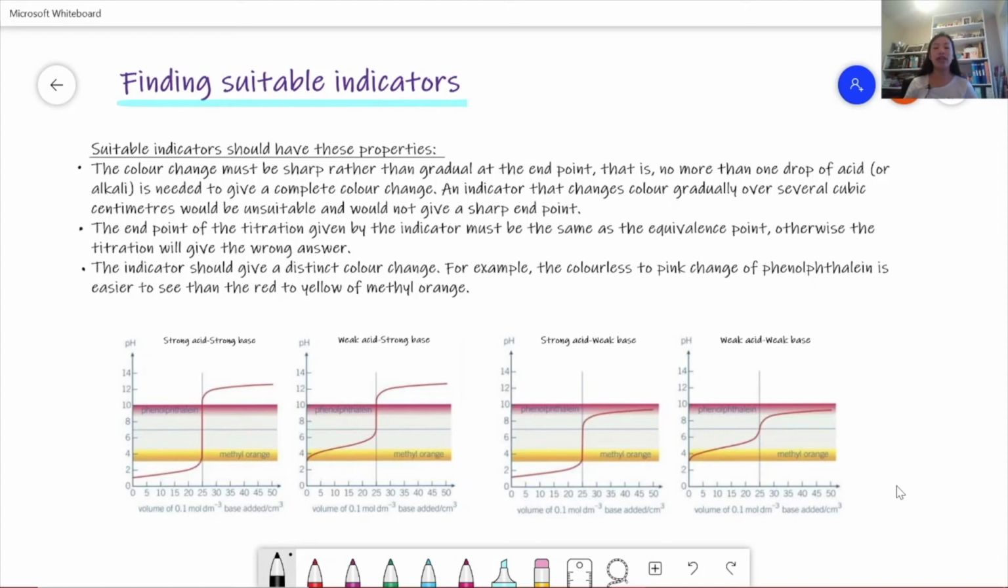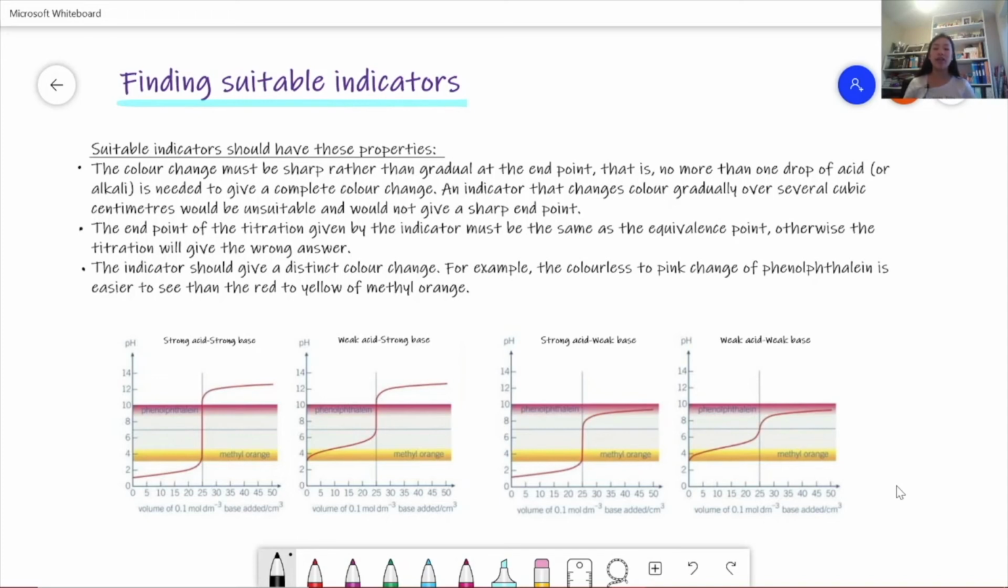Secondly, the endpoint of the titration given by the indicator must be the same as the equivalence point, otherwise the titration will give the wrong answer. So the endpoint is the volume of acid or alkali that you've added before the colour changes, and the equivalence point is how much acid or alkali has been added so that it has been neutralised. And so these two should be the same. Thirdly, the indicator should give a distinct colour change. So for example, the colourless to pink change of phenolphthalein is easier to see than the red to yellow of methyl orange.